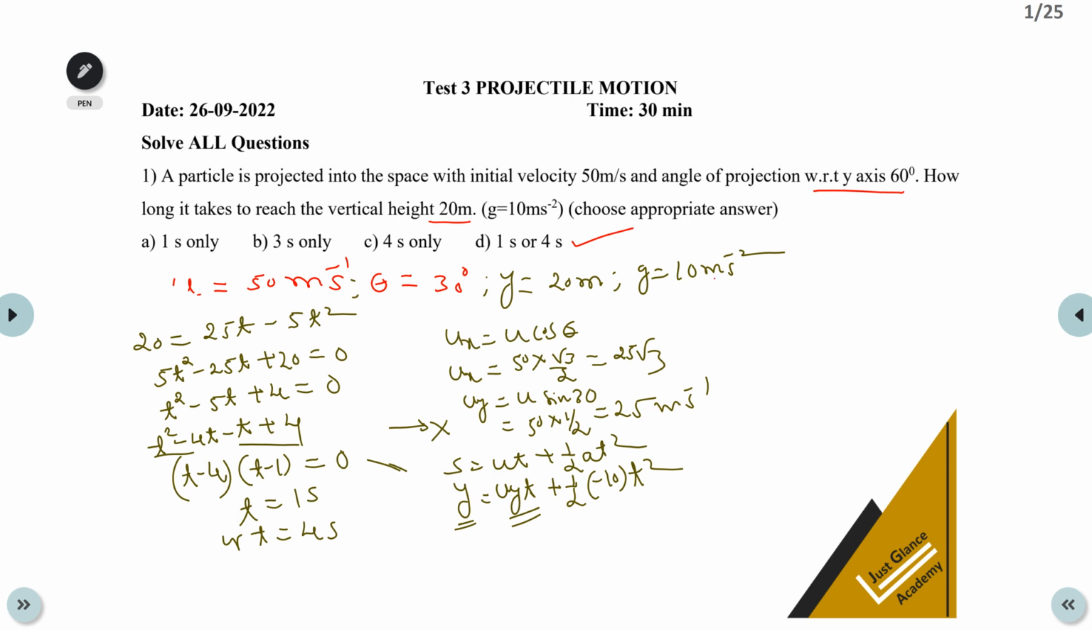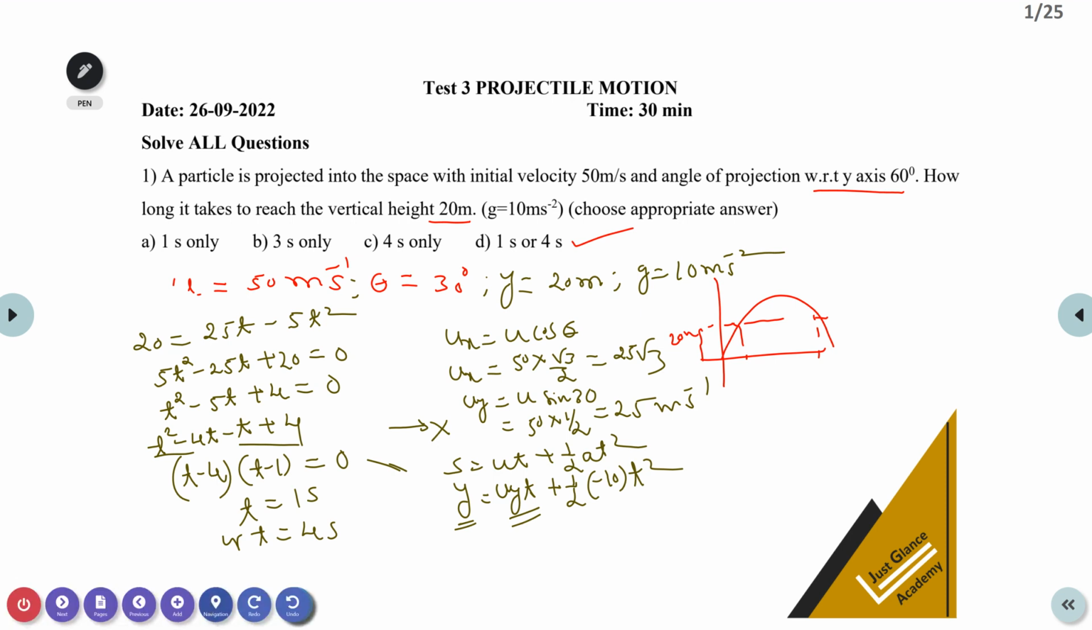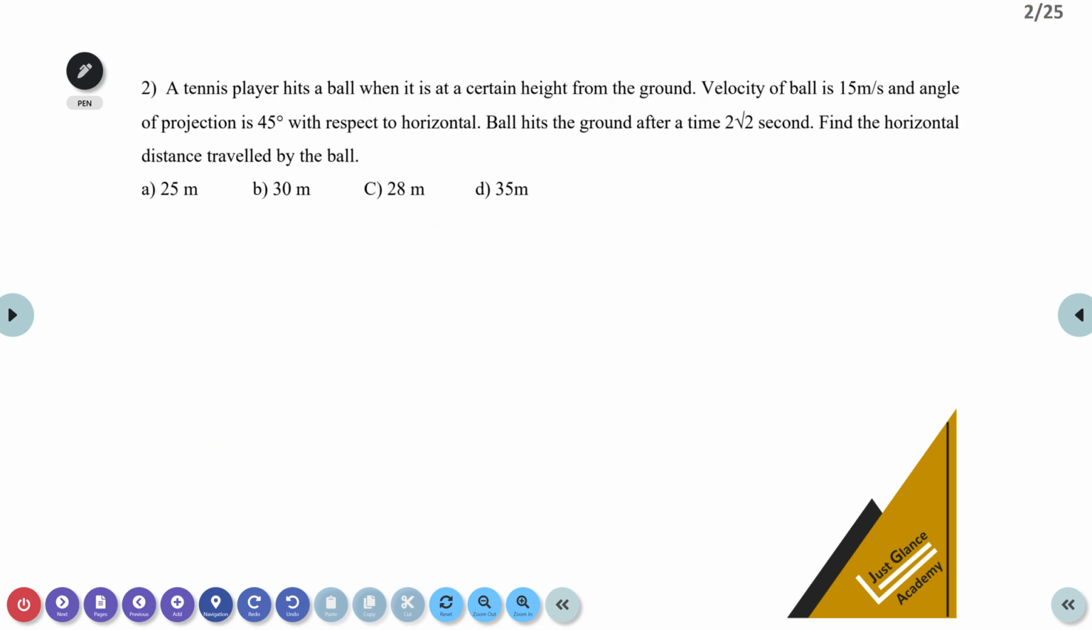As I told you, that is a projectile. Now it is taking this path here. At a particular height, this is 20 meters, here one time and here another time. Next. D is the right choice.